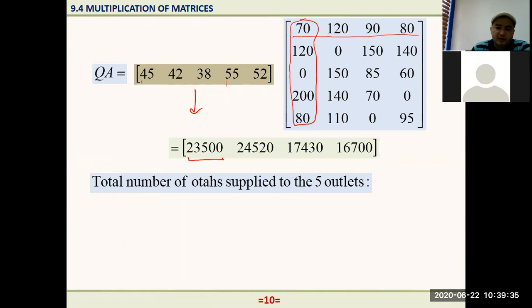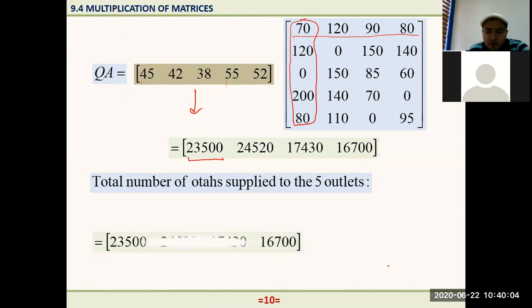To do this one, I need to just add them up together, right? I can just add this, but here the question is saying to do it by writing one more matrix multiplication. Can you do the multiplication using matrix multiplication? Okay, so that it gives us the total number of otas supplied to these 5 outlets by the factory. So this one, by what matrix should I multiply this so that it gives us the sum?